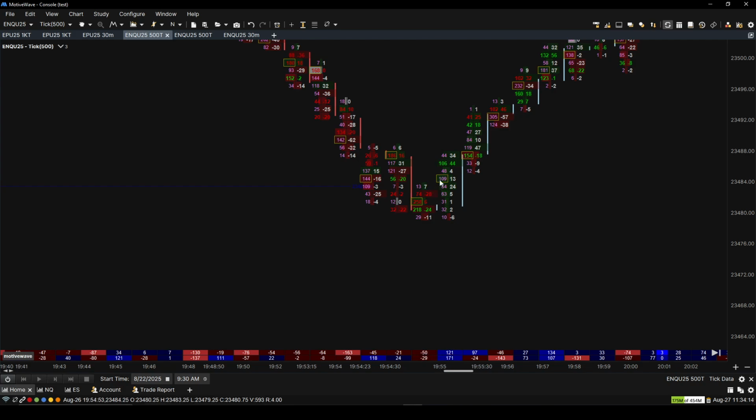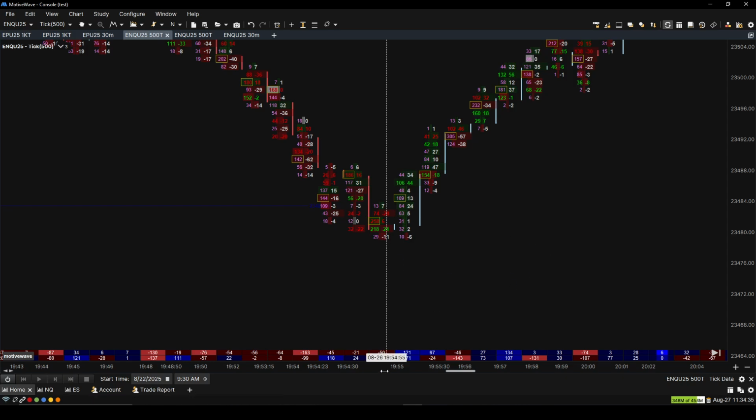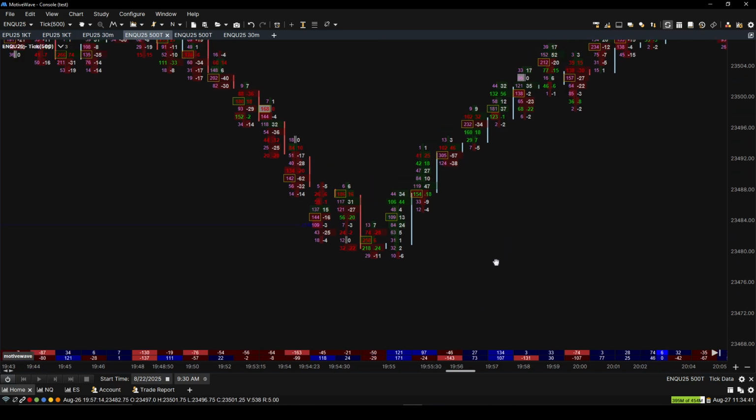So the entry could have been right here. In this case, it's fine to just look at this POC and not these two, because this was such an irregular candle. And one thing as well: this is negative delta, but we had a bullish candle. That's bullish divergence, so that's another confluence. And bullish divergence tends to be a bit rare as well, so it's a very good sign for a reversal.